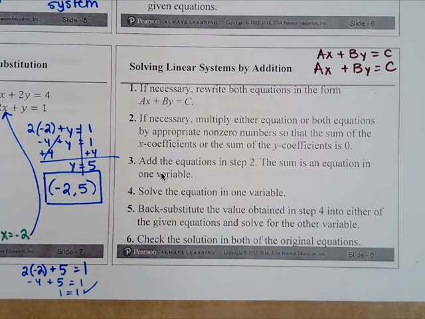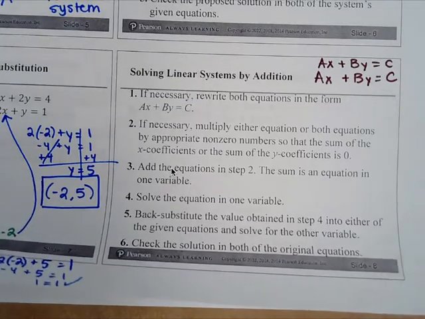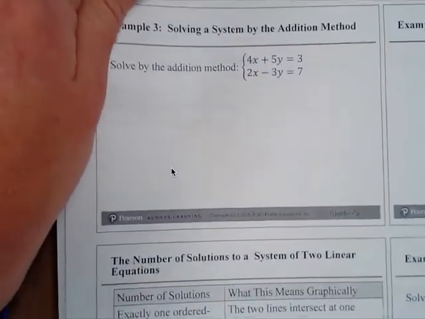Or that's elimination. So it says multiply either equation or both equations by appropriate non-zero number so that the sum of the x coefficients or the sum of the y coefficients is 0. Add them together and then solve for one of the variables. Then substitute one of them in to solve for the other. And then you want to check them. Okay, so let's look at this example.